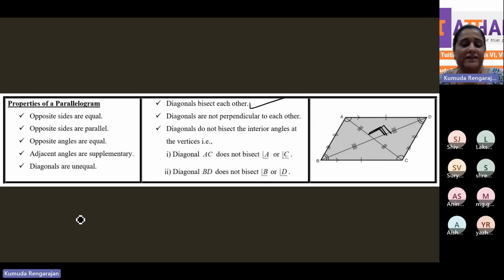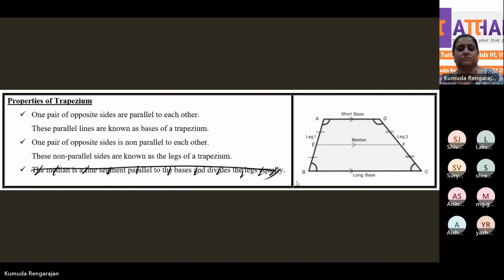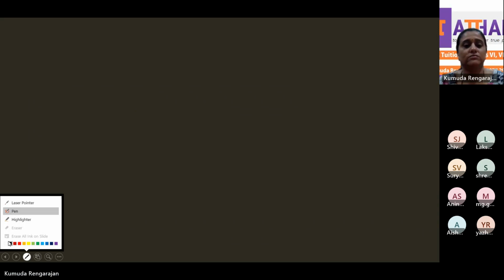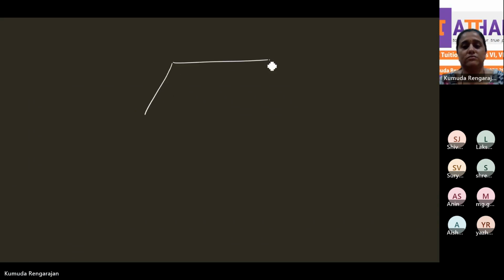Diagonals do not bisect the interior angles. So these are the interior angles: 1, 2, 3, 4. Now let me mark the angle. Say this one is 110 degrees. So this is 110 degrees.